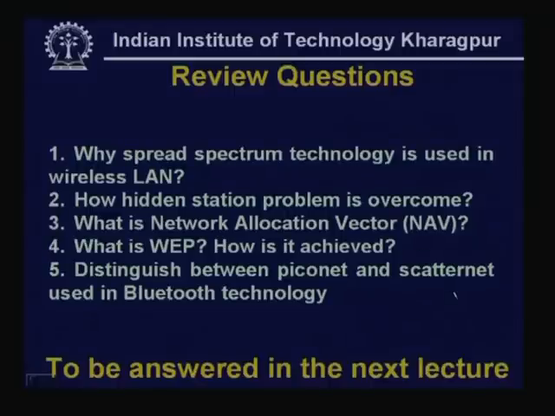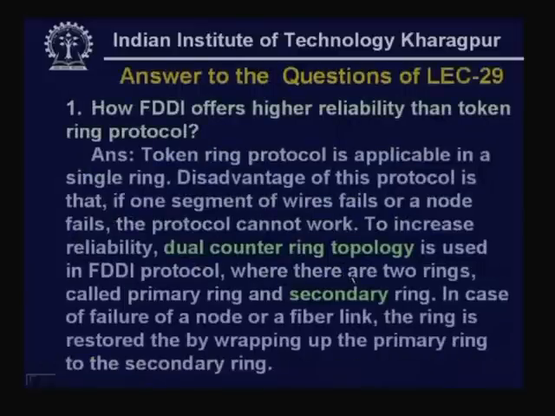Now, this is time for giving you review questions. First question is, what spread spectrum technology is used in wireless LAN? Second question is, how is the hidden station problem overcome? Third question is, what is network allocation vector? Fourth question is, what is WEP, wired equivalent privacy, and how is it achieved? Fifth, distinguish between piconet and scatternet used in Bluetooth technology. So, these are the 5 questions.